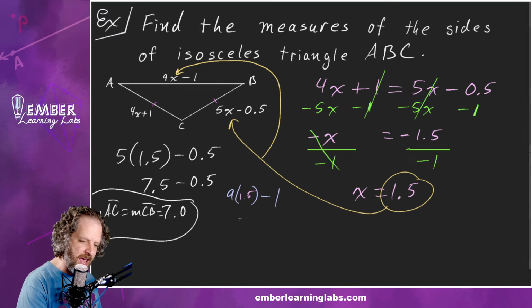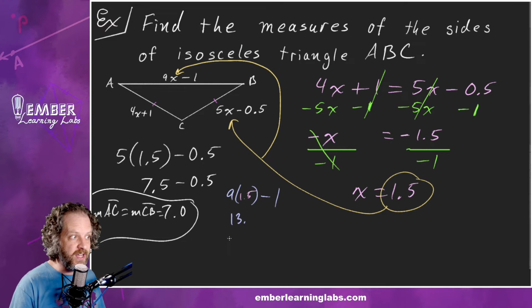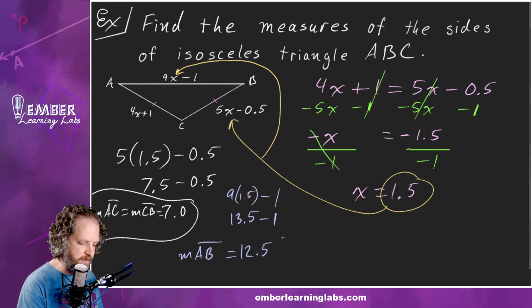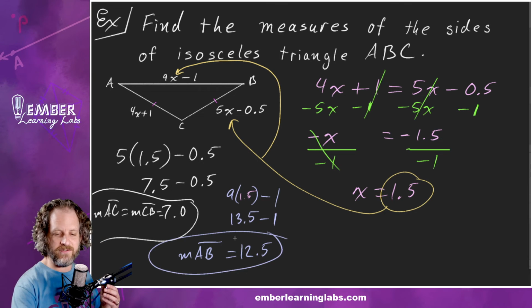Look at that. We did it again, but it's a good idea to sanity check. There's nothing wrong. And you can see it took like a second to do. So 13.5 minus 1 is 12.5, and that is equal to the measure of segment AB. And that's it for this lesson.